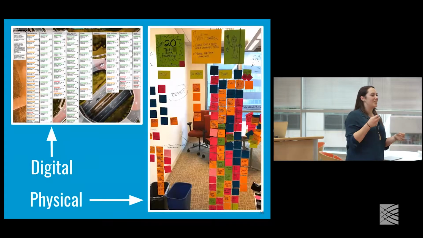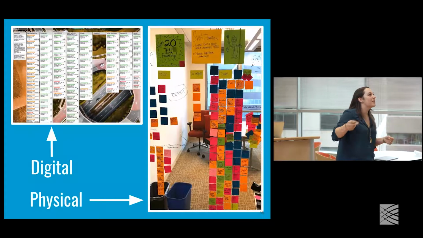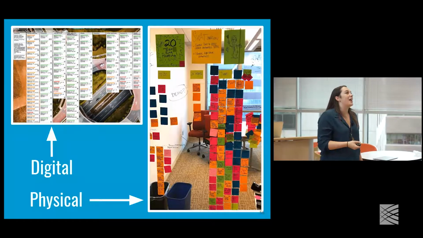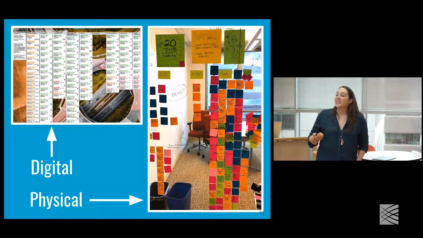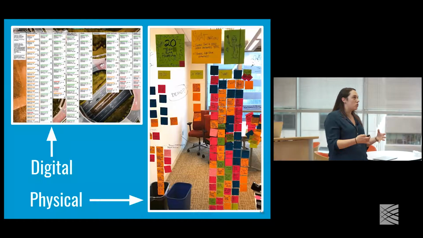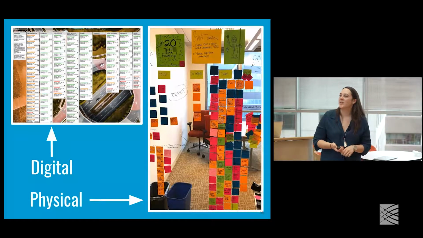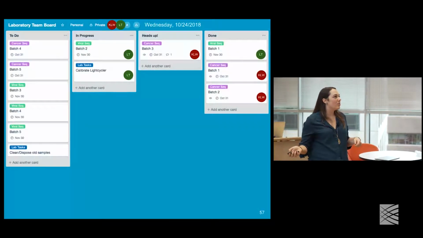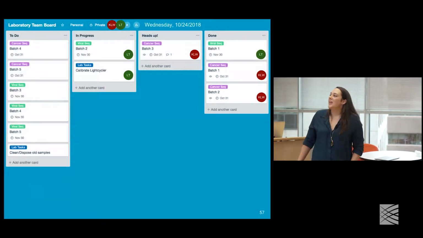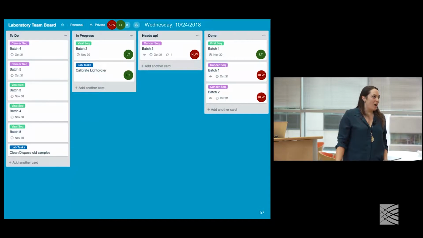With physical boards, you get the tactile satisfaction of moving something, and moving a sticky note to done is surprisingly satisfying for those who have not done it. And digital boards are unique in their own way in that there's a lot more information you can track on a digital board. So I made an example here. This is a Trello board. Trello is free digital work tracking software, and these boards can tell you a lot.